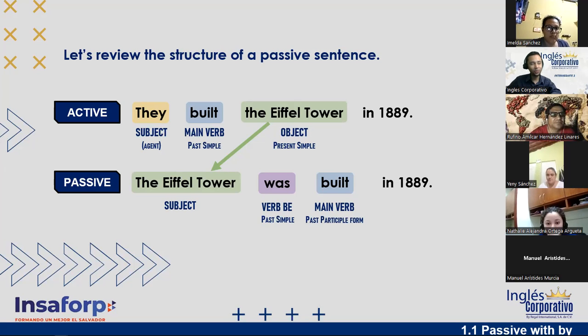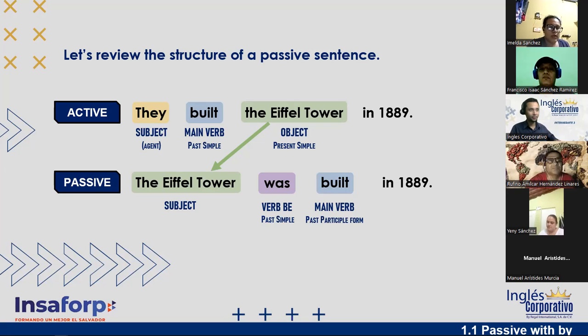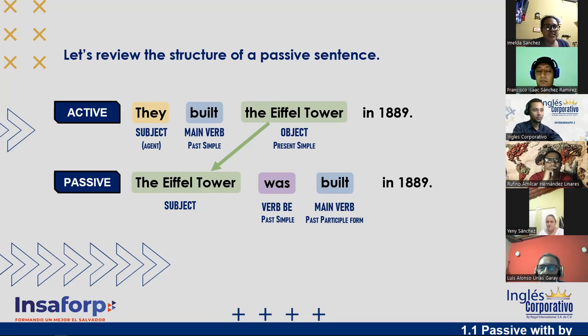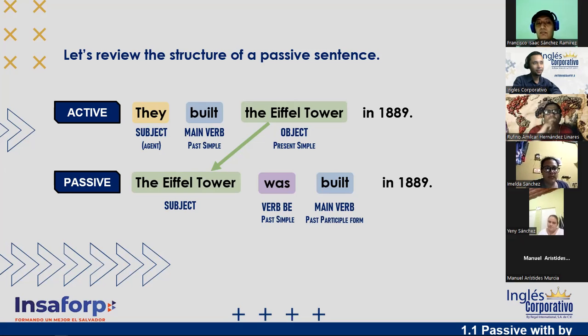Okay, Imelda wants to participate. Yeah, I guess it's because we don't know exactly who built. Exactly, that's how it is. Francisco wanted to participate. Yes, I think because the day is the year and the will will buy.